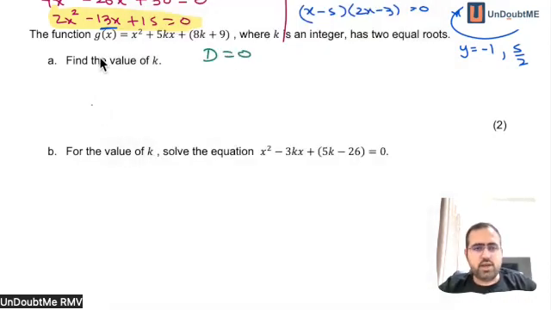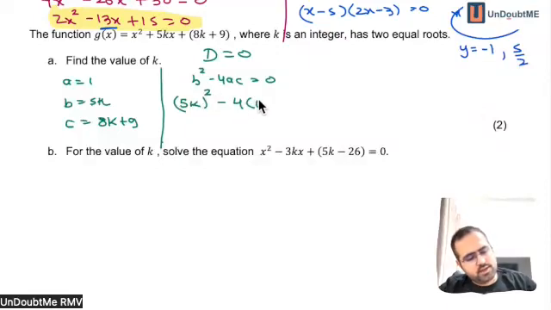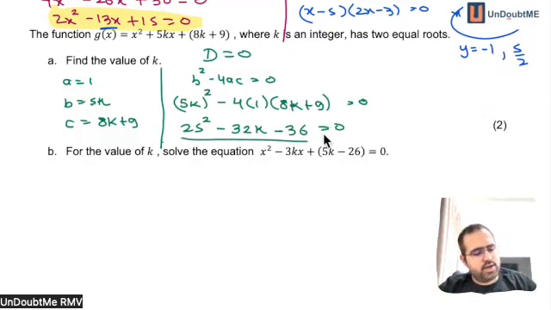Now it is always better to write down A, B, C values. So the value of A is 1, B is 5k, and C is 8k plus 9. B square minus 4AC is equal to 0. We need to solve this and we can get the value of k very easily. 25k square minus 8 fours are 32k minus 36 is equal to 0. This quadratic we need to solve. I'll be waiting for the answer, then I will show the final calculation.